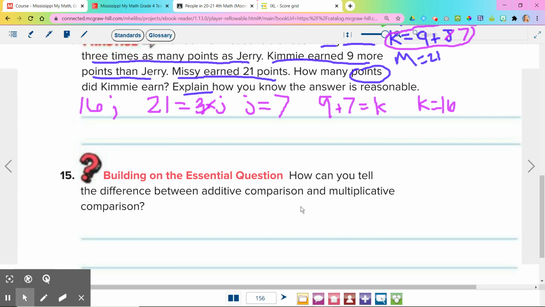Now looking at this last one, how can you tell the difference between additive comparisons and multiplicative comparisons? Well, we can tell the difference in what they tell us, what words they use. We know that we're adding if we're using additive comparisons, if we use words like how much more, how much less, how much fewer, how many more. And then we know they're multiplicative if we use words like times as many, times as much, how many times more.